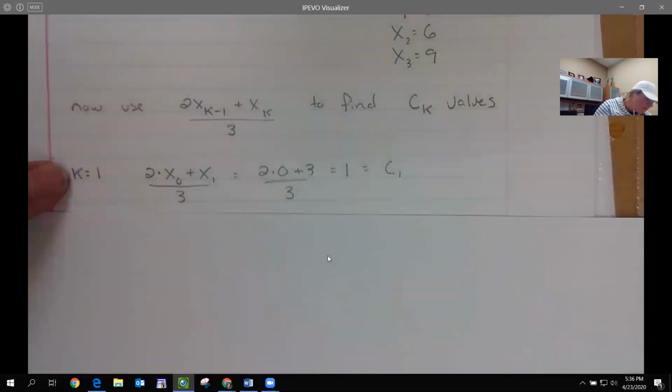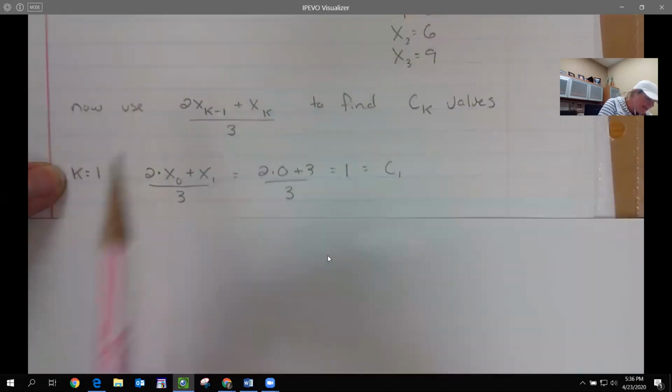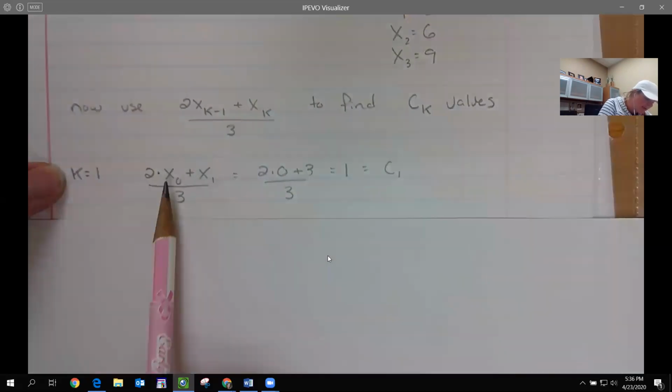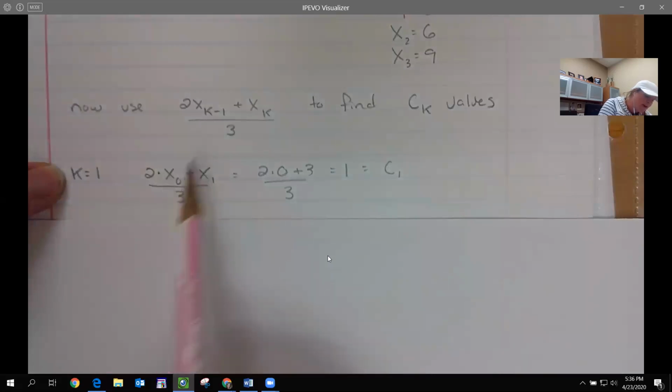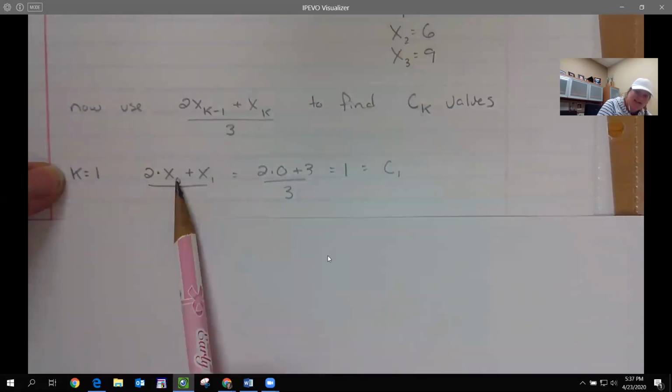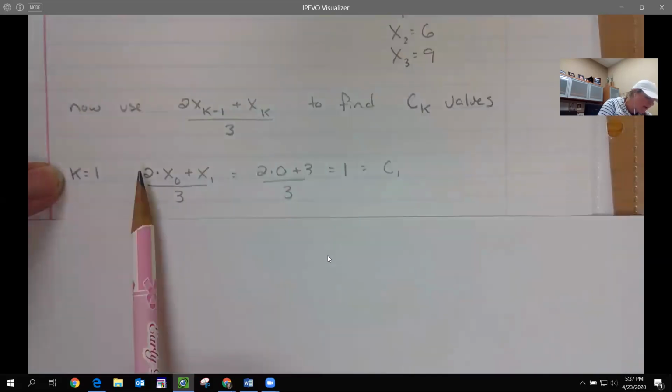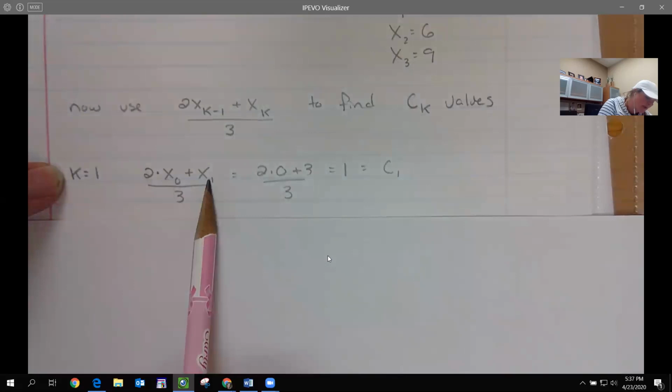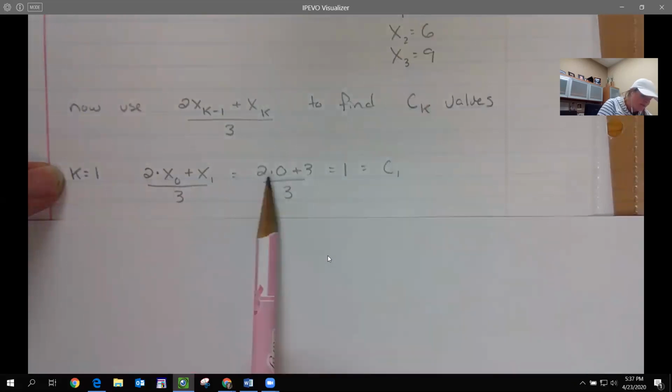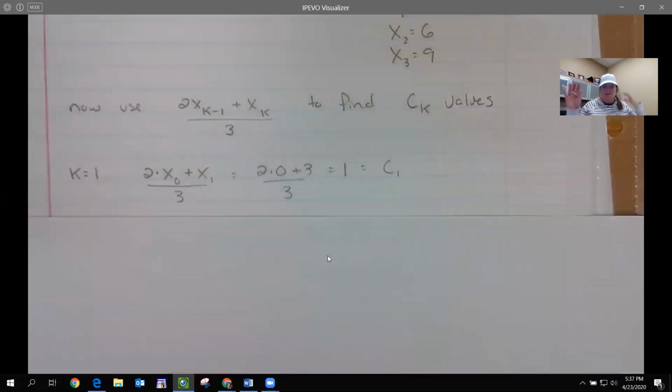Well, K equals 1 for our first one. We would put in our 1 minus 1, which is 0, which means I'm going to start at that first spot. So K0 is the first spot. Okay, so I'm going to take 2 times 0 plus the second number, which is 3. And that then divided by 3, which gives me 1. Basically, I'm finding this number and I'm going to use 1 in my function. Okay, that's my first one.